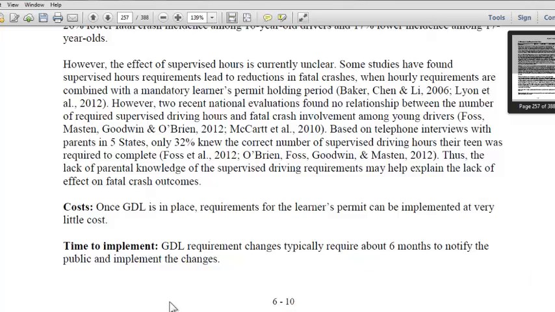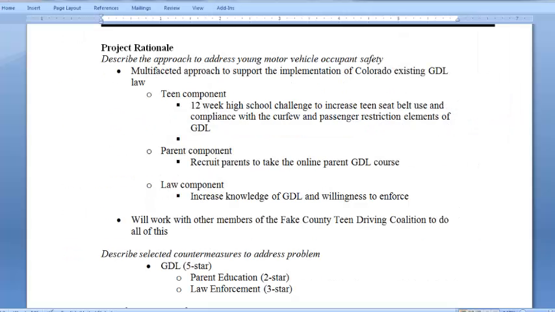Exactly. In order to continue our outline, Jan, I added some things that I heard during our discussion of the NHTSA countermeasures that work. So let's just go through this and then let me know if there's anything that you would add to this. So we are going to describe our approach to address young motor vehicle occupant safety, and I heard us talking about 3 different strategies. So when we actually sit there and write this project rationale up, we want to make sure that we hit all these points in our paragraphs.